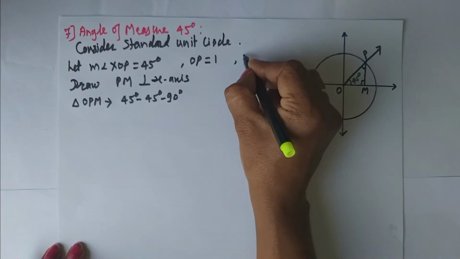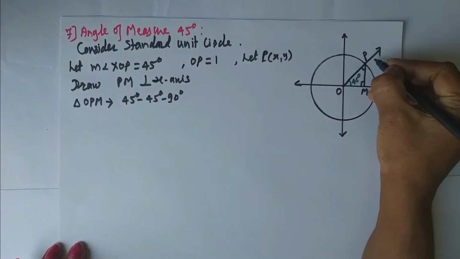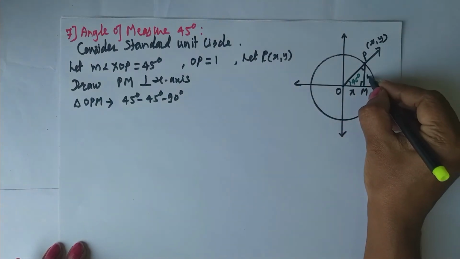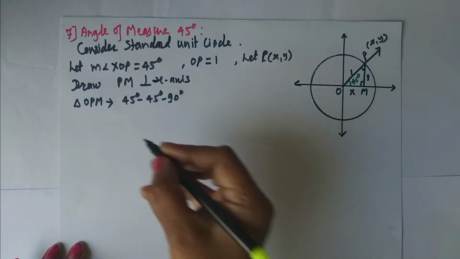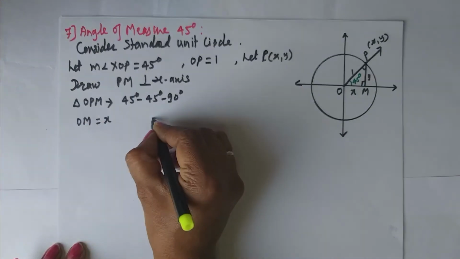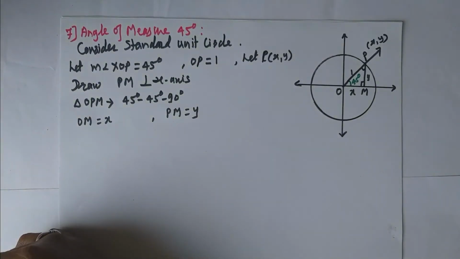If we consider the coordinates of point P as x, y, then what is this? This OM is nothing but x, this PM is y, and this OP is 1. You write down this OM is nothing but x and this PM is nothing but y coordinate of point P.